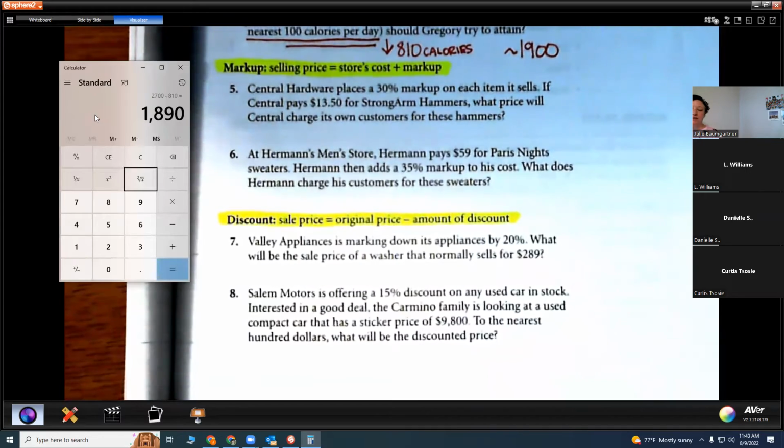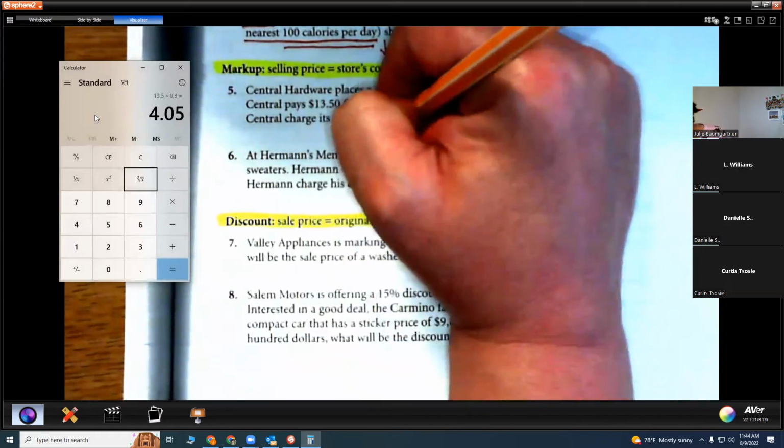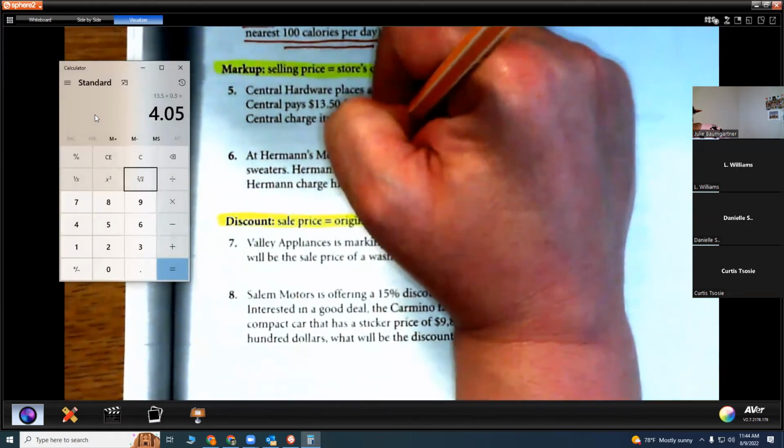Awesome. Well, hopefully these are making sense. Like I said, these are definitely what we're building toward and what you'll see. So Central Hardware places a 30% markup on each item it sells. If Central pays $13.50 for strong arm hammers, what price will Central charge its own customers for these hammers? So, right, we take the store's cost times their markup, 30% or 0.3. So they're going to mark it up $4.05, right? So they will charge $17.55 for the hammer.